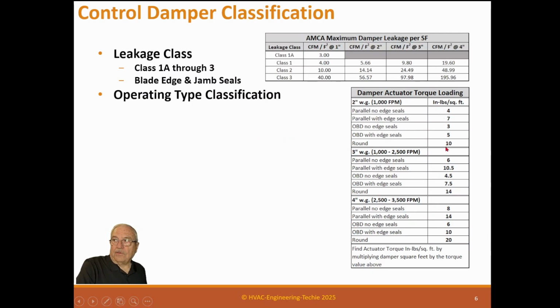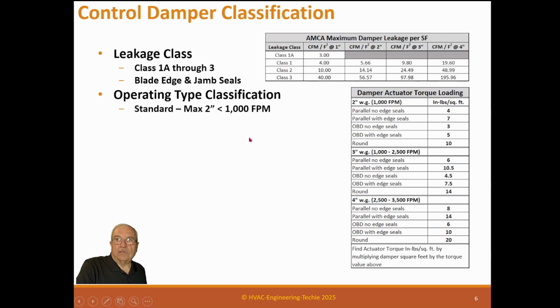So here's the type of classification: 2 inches with 1,000 feet. And here are the different inch-pounds per square foot. Everything's per square foot of damper. And you will see that these are parallel no edge seals, parallel with edge seals, OBD no edge seals, OBD with edge seals, round. So these give you the different dampers with edge seals, and this is how you select your actuator. So what you do is you find the actuator torque by multiplying the damper square feet by these torque ratings, whatever it is. And that's how you size your actuators.